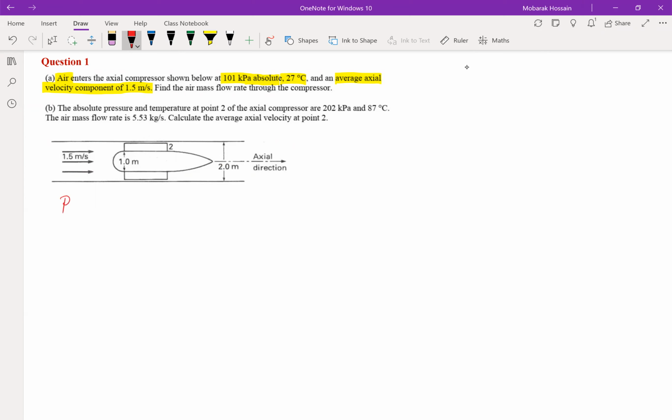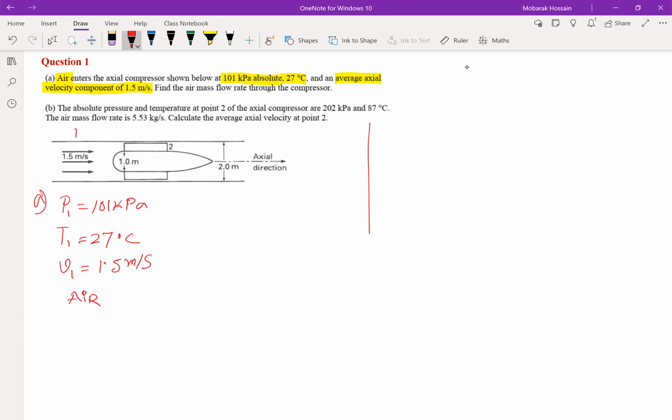if you consider the inlet position as 1, so at position 1, pressure is given as 101 kilopascal, temperature is given as 27 degrees centigrade, velocity is given as 1.5 meters per second, and the substance is air. Now find the mass flow rate through the compressor. So we need to find the mass flow rate through the compressor for part A.